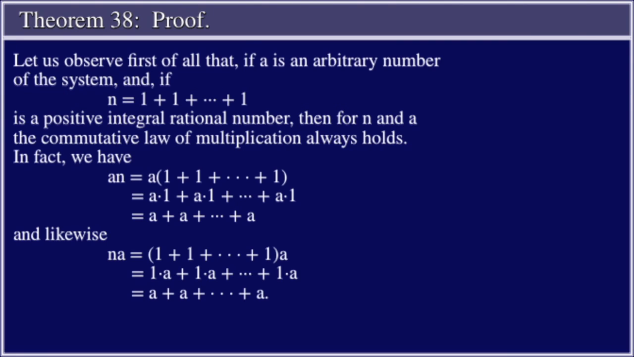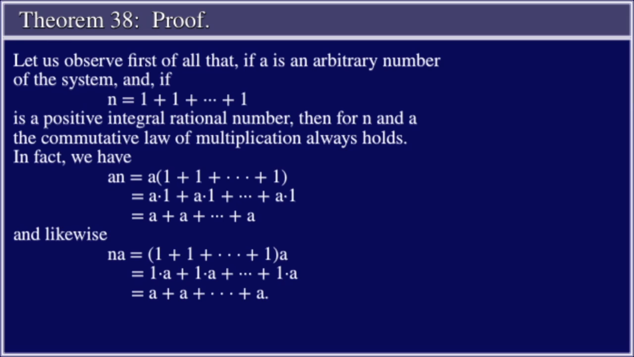Proof. Let us observe, first of all, that if a is an arbitrary number of the system, and if n is equal to 1 plus 1 plus ... plus 1, a positive integral rational number, then for n and a, the commutative law of multiplication always holds.